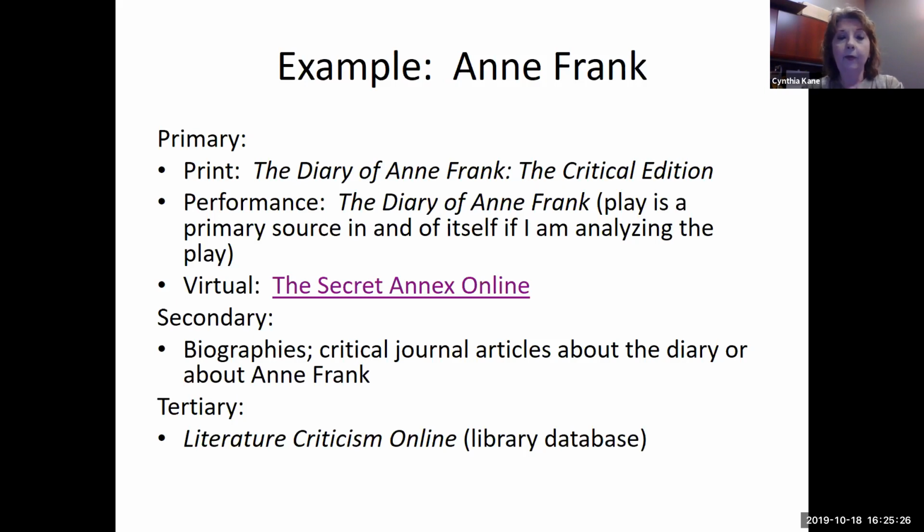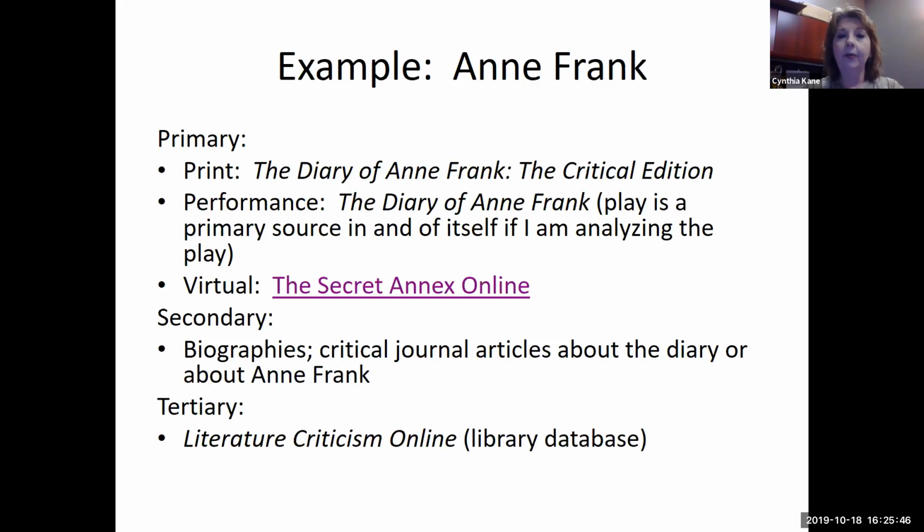So in print form, there are actually several versions of Anne Frank's diary. And surprisingly enough, if you have read Anne Frank, The Diary of a Young Girl, that is the diary itself that she wrote, but it actually was rewritten by Anne herself.